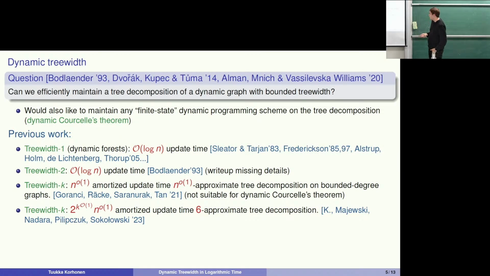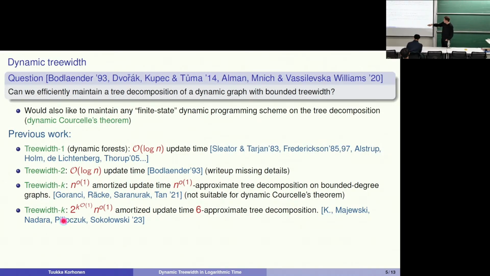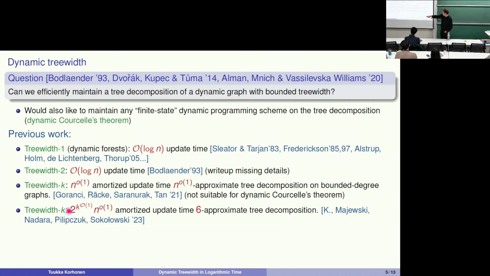Then my co-authors and I also did a dynamic treewidth data structure a couple of years ago, that means a dynamic tree decomposition for treewidth k graphs with some amortized update time. Again it's n to the o(1) amortized update time, and now there's also some exponential factor in k in front, but we get constant approximation. So this is something where we actually get dynamic Courcelle's theorem with sub-polynomial in n update time.